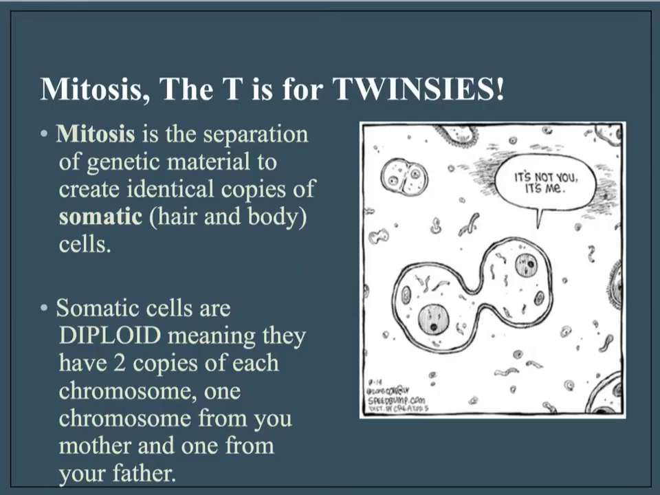Now, mitosis, the T is for twinsies, like twins. Mitosis, like I said, is for body cells, hair and body cells. The fancy science word for that is somatic cells. Somatic cells are diploid. Diploid means that they have two copies of each, one from your mom and one from your dad. Remember, the 23 chromosomes from your mom plus the 23 from your dad equal the 46. Like it or not, you're exactly half your mom and half your dad.